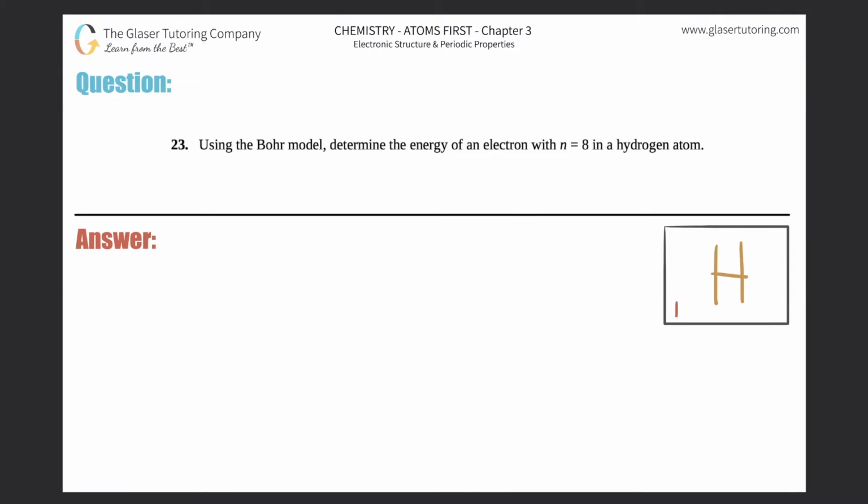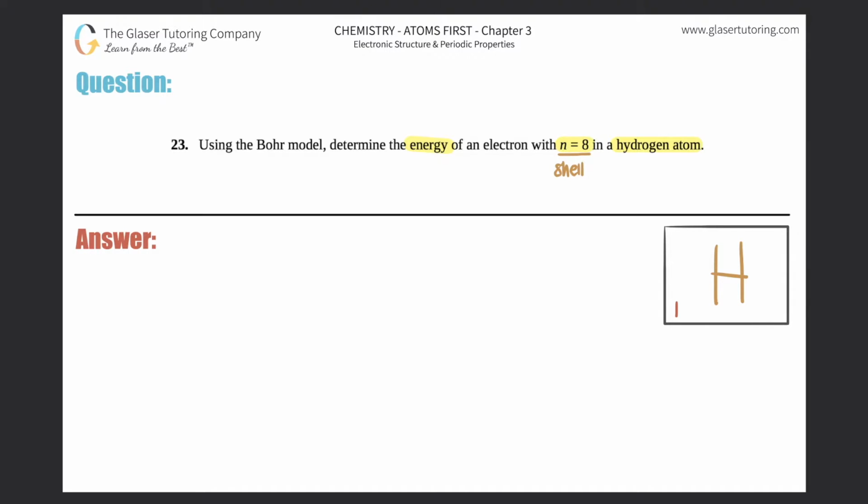Number 23. Using the Bohr model, determine the energy of an electron with n equals 8 in a hydrogen atom. Okay, so we know two formulas for the Bohr model. We just got to figure out which one we're going to use here. Now, in this case, they only told us one shell, right? They told me that this electron is only in the 8th shell away from the nucleus. So there's no jumping of electrons from one shell to another.